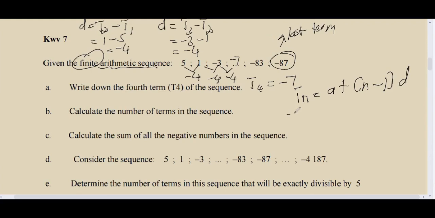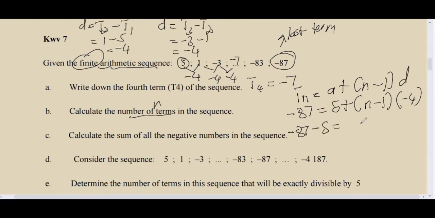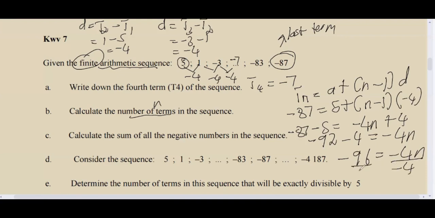So what is our Tn? We substitute -87. Then what is our A? Our A represents the first term, which in this case is equal to 5. So we have 5 plus (n minus 1), and then D is -4. Remember, we are looking for this n, the number of terms. So that is represented by n. So -87 minus 5 is equal to -4n plus 4. When we do this, that's -87 minus 5. Let's punch it quickly in our calculator. That's -92, right? So -92. Then we can bring over this 4, minus 4, so -96 is equal to -4n, divided by -4, divided by -4.